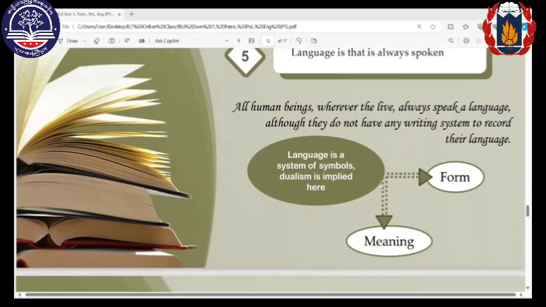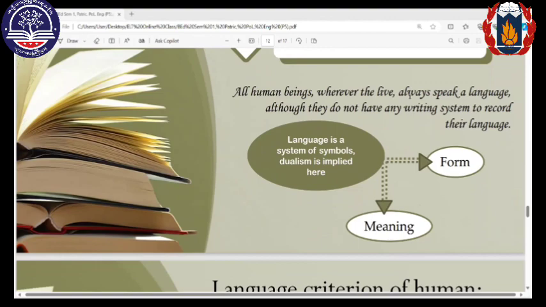Language is always spoken. Language is a system of symbols, dualism implied here: form and meaning. People always speak a language, although they don't have any writing system to record their language. That's also a pure speech. I don't speak a language, but they do not have any writing system to record their language.